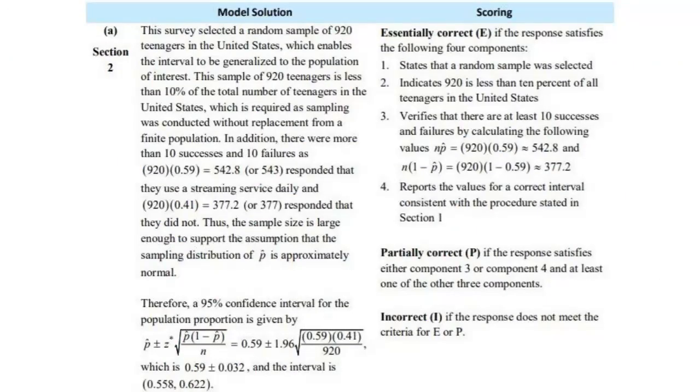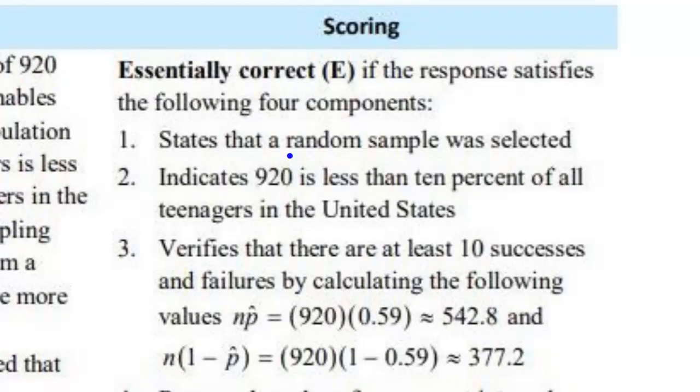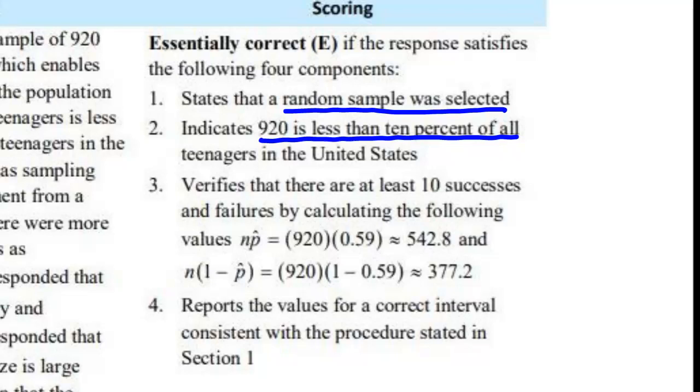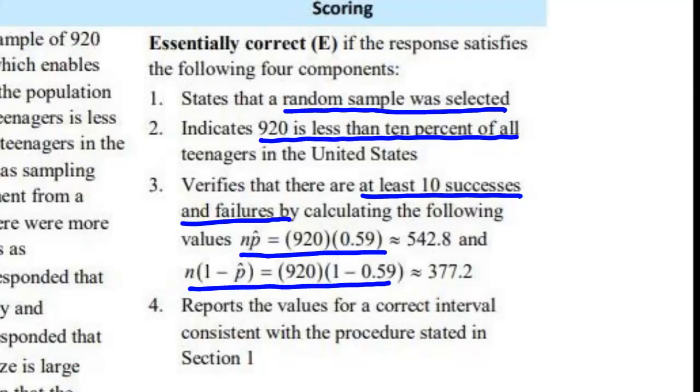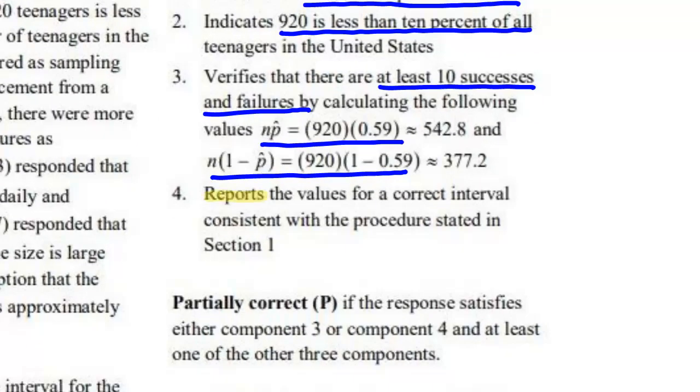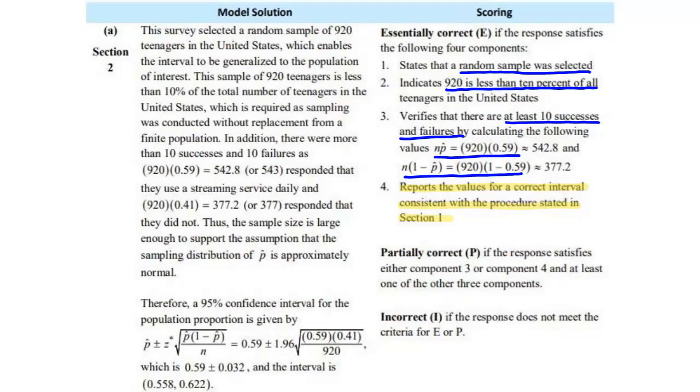Section 2 is where you do the check and the calculate. You had to make note that a random sample was selected. 920 is less than 10% of all teenagers in the United States. Verify that there's at least 10 successes and failures by doing n times p hat and n times 1 minus p hat. And then you have to give the correct interval that corresponds to the test that you named in the first part.